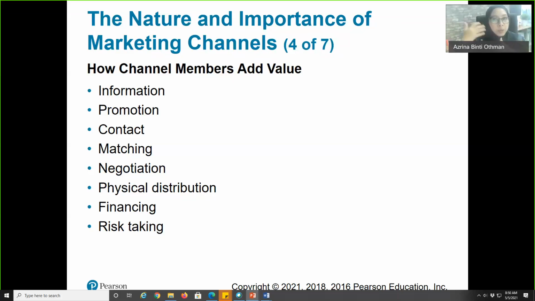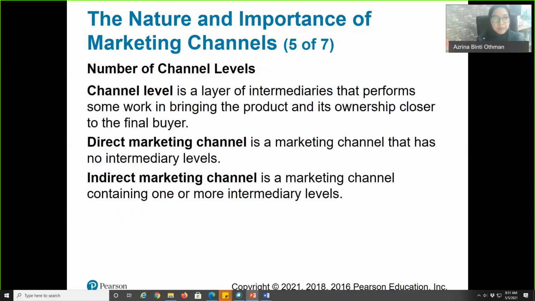And how about your physical distribution? Is it conducive? Is it not? You must make sure that physical distribution is easy, conducive, and fast. Financing: you need to share the finances, in terms of the financial statement and the financial breakdown, with your channel members. And how about risk taking? When they deliver the product, they also need to bear the risk. So this is what we call risk taking.